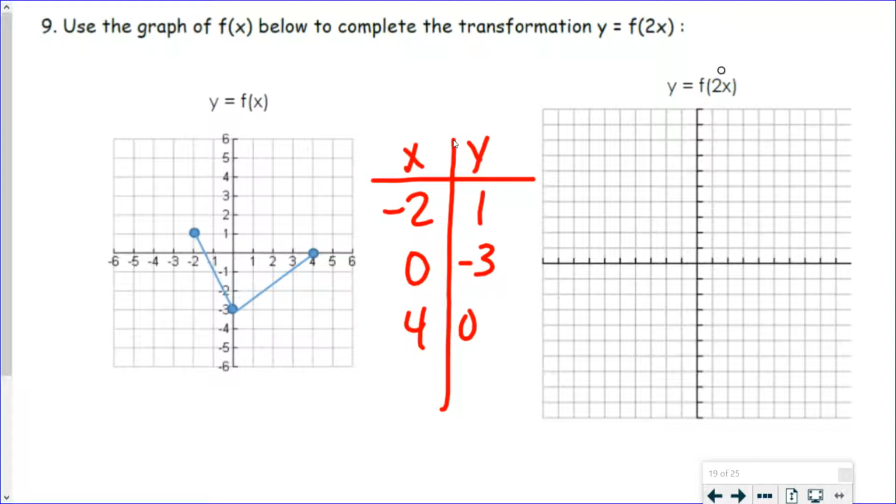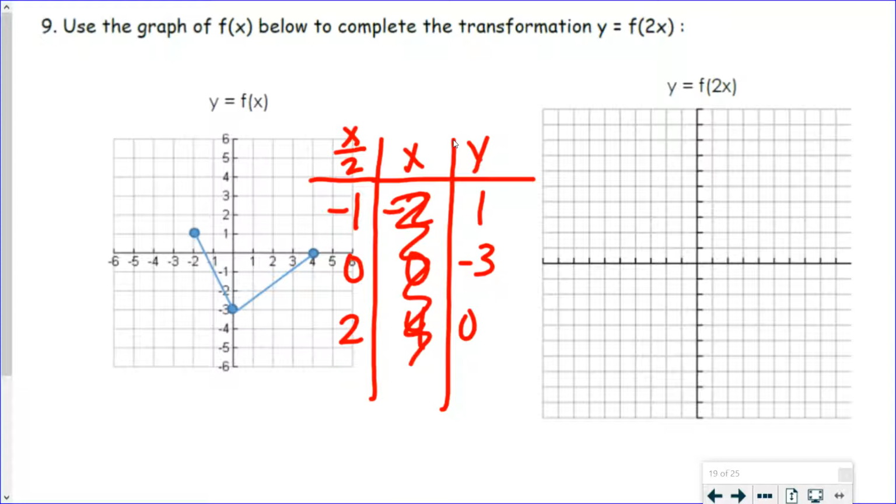This says f of 2x. We're inside the parentheses, so we're going to be messing with our x's. And we're going to do the opposite of what it says. It says 2 times x, so I'm going to take my x's and divide by 2. So negative 2 divided by 2 would be negative 1. 0 divided by 2 is still 0. 4 divided by 2 is 2.